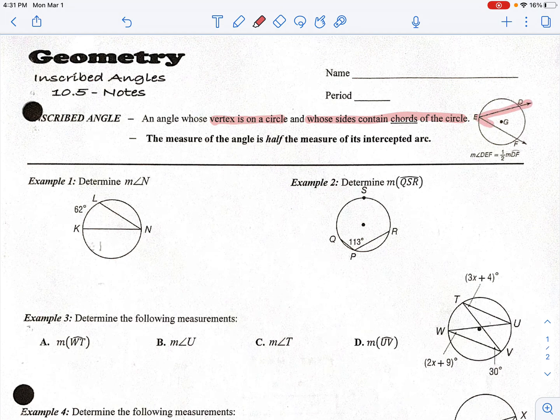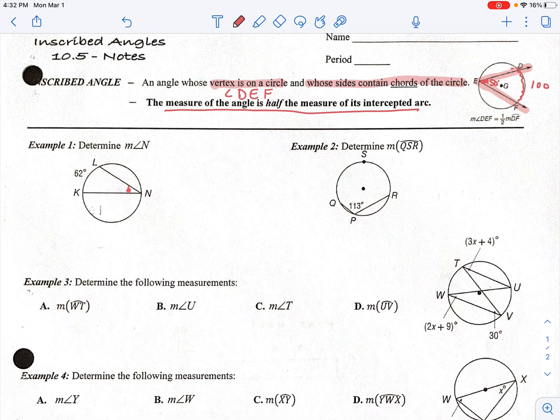So for example, our inscribed angle here is DEF. So notice how that middle point, that E, doesn't actually touch the center, all right? It touches the sides. So angle DEF is an inscribed angle. And the measure of this angle is half the measure of its arc. So its arc here is DF. So let's say, for example, DF is 100 degrees. That means this inscribed angle here is going to be half of that. So it's going to be 50 degrees.